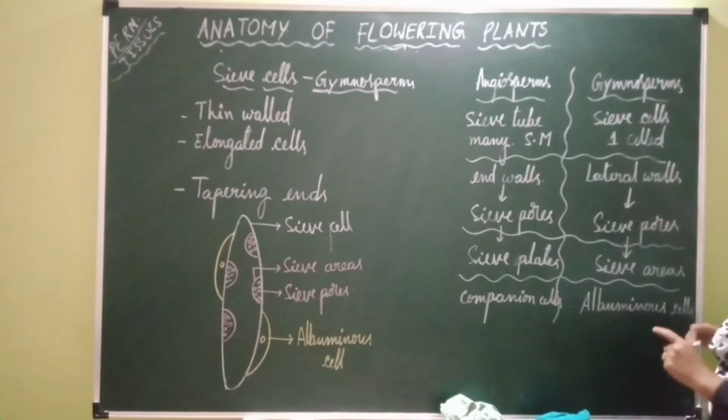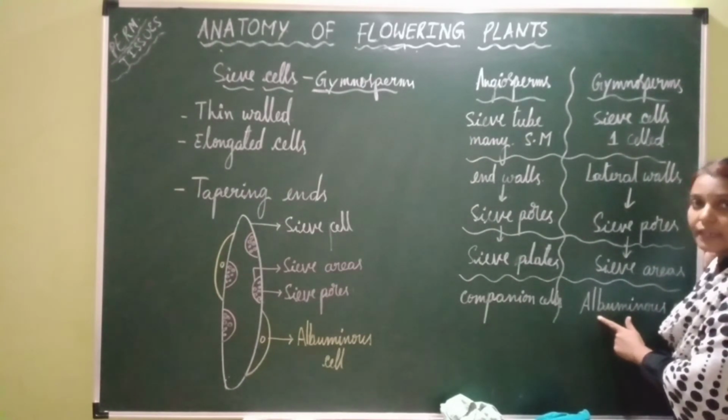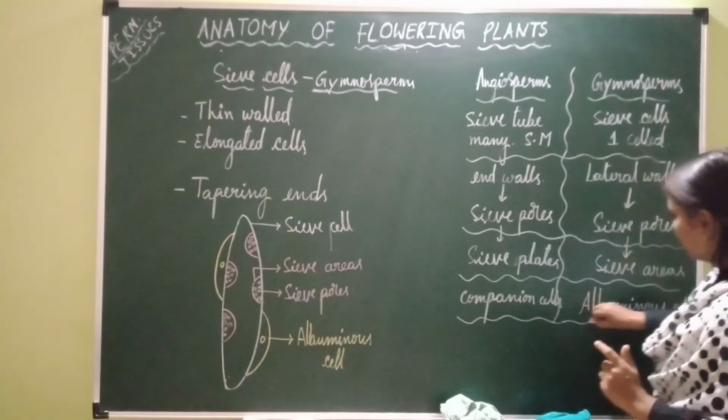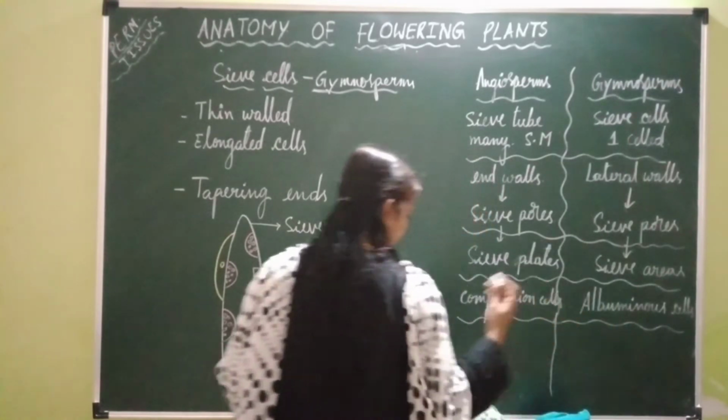But still these albuminous cells are not called true companion cells. Why is it so? Because sieve tubes and companion cells are derived from the same mother cell.